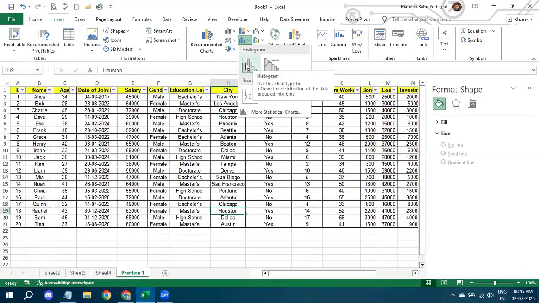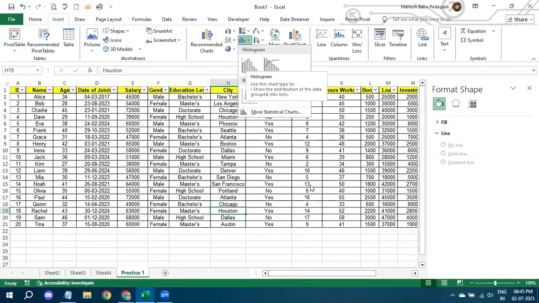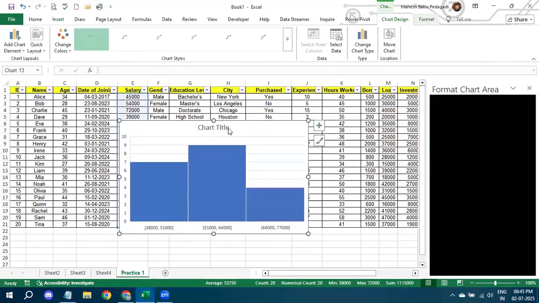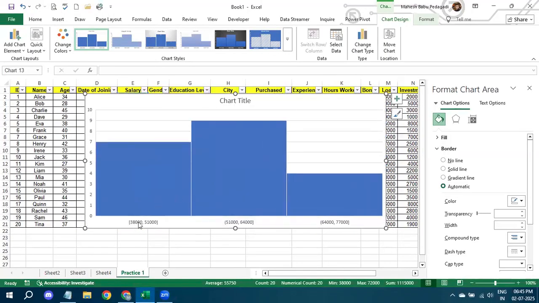Histogram is used to show the distribution of the data. When I hover my mouse pointer on this particular icon, were you able to see the description of it? Use this chart type to show the distribution of the data grouped into bins. Okay, I will help you. Histogram. Now, when I say the salary column, I use histogram. Okay, this is called a histogram. In this histogram, you will be able to see bins.